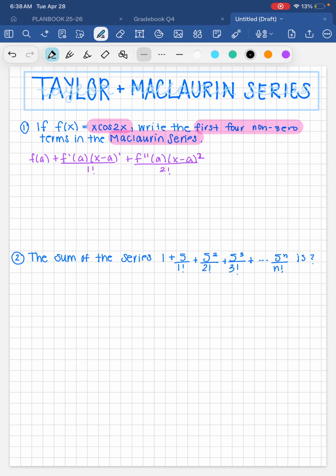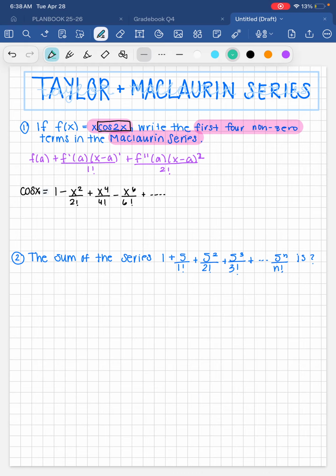First thing I'm going to do is write the Maclaurin series for cosine x, and I'm going to write out the first 4 non-zero terms. Cosine has all of the even powers, so it's going to be 1 minus x squared over 2 factorial plus x to the 4th over 4 factorial minus x to the 6th over 6 factorial and so forth.